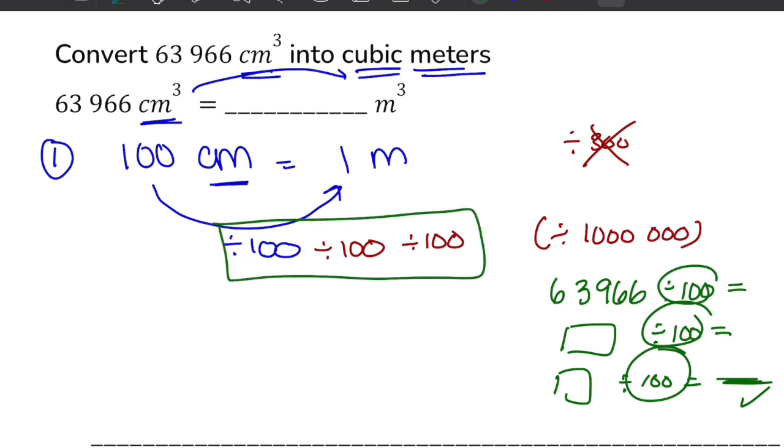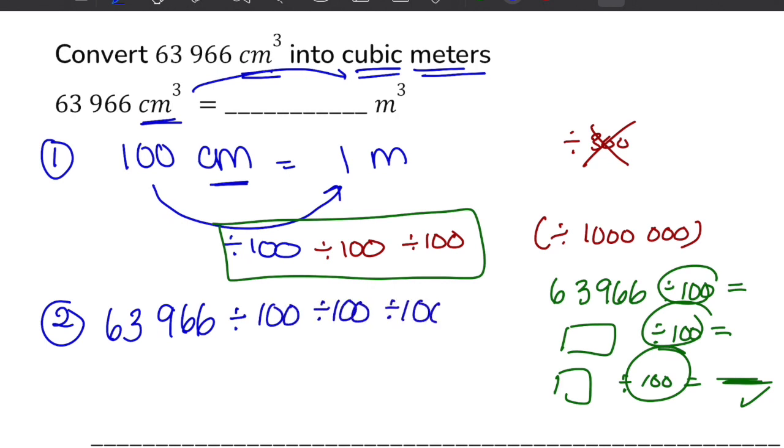This is it. Step number 2 is to actually do the conversion. So take 63,966 and divide it by 100 3 times. All right, again, take a second right now and divide this on your calculator. Pause me if you have to, but make sure that you get the same answer that I am getting. If not, ask your teacher for help on how to input this into your calculator. That is really important, okay?